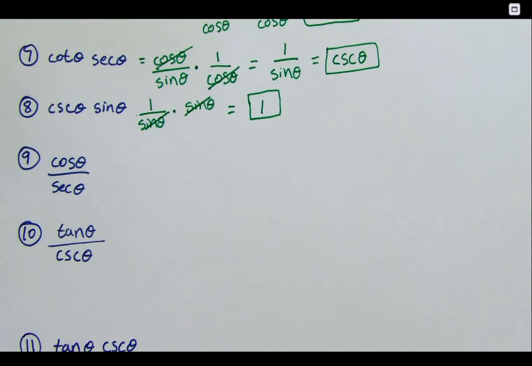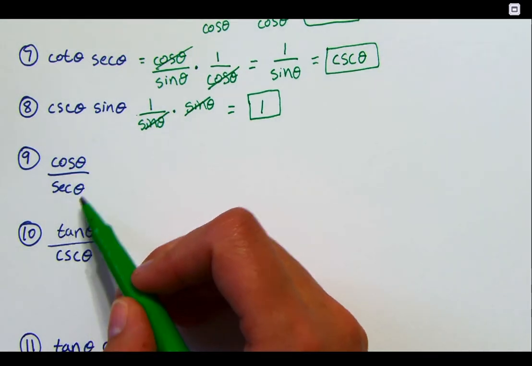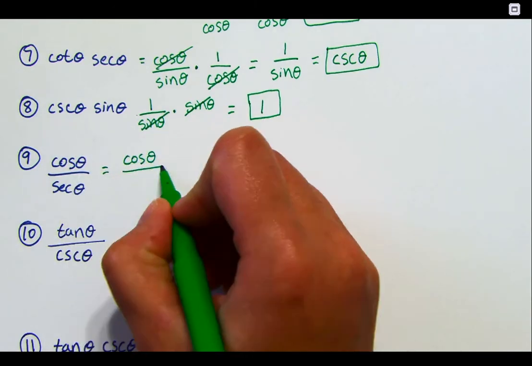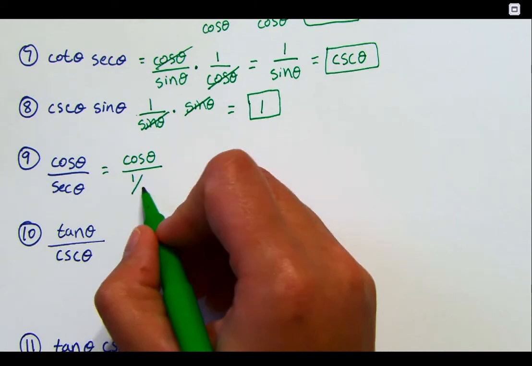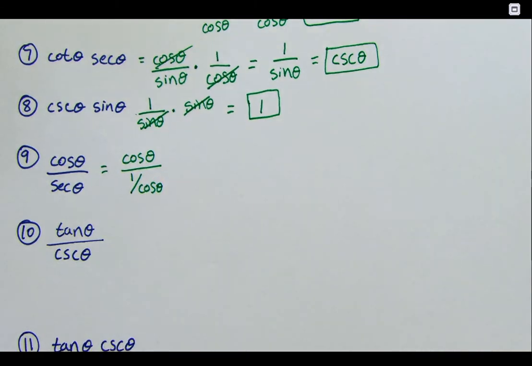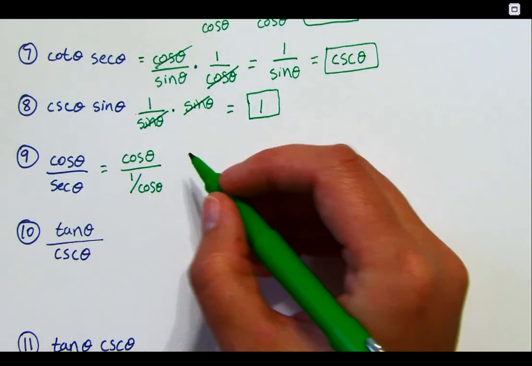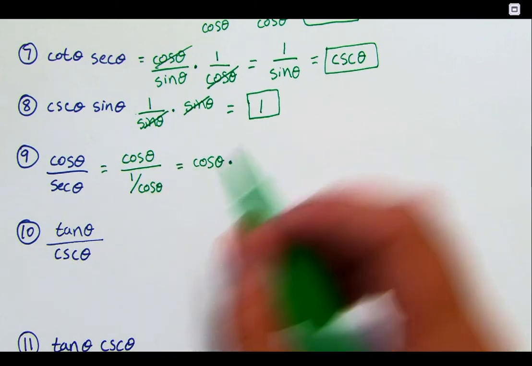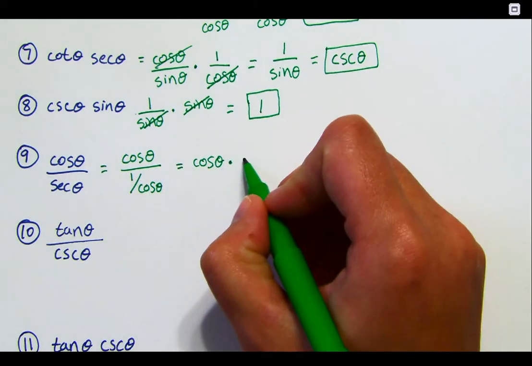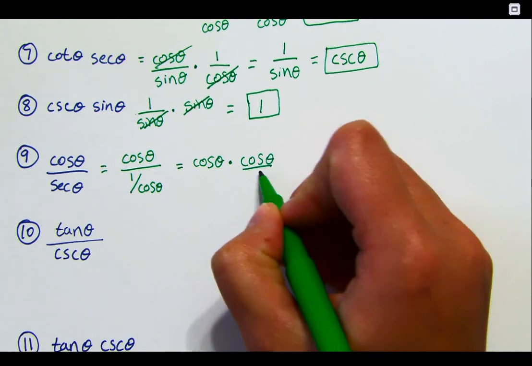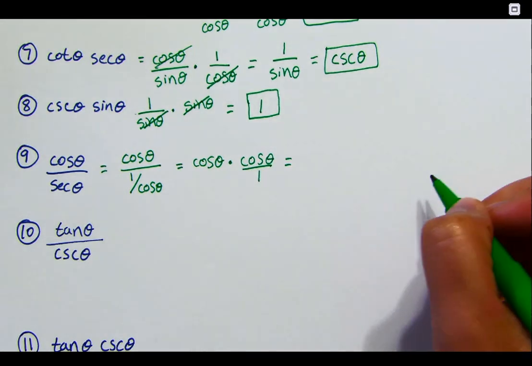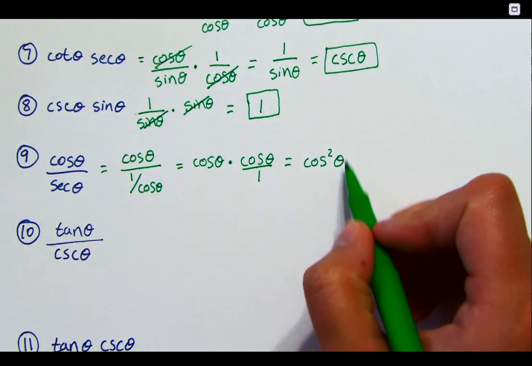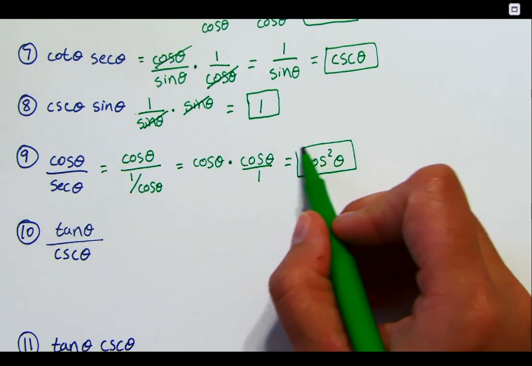So number 9. Again, I'm going to start with the secant and replace it with its reciprocal, and I'm going to leave cosine alone. So I'll have cosine theta over 1 over cosine theta. Okay. Now we don't divide fractions, instead we multiply by the reciprocal. So I'm going to have cosine theta from the numerator times the reciprocal of the denominator. So I'm flipping it over to get cosine theta over 1. Now if I multiply straight across, this will be cosine squared theta. And now I have it down to one term. So this is my final answer.